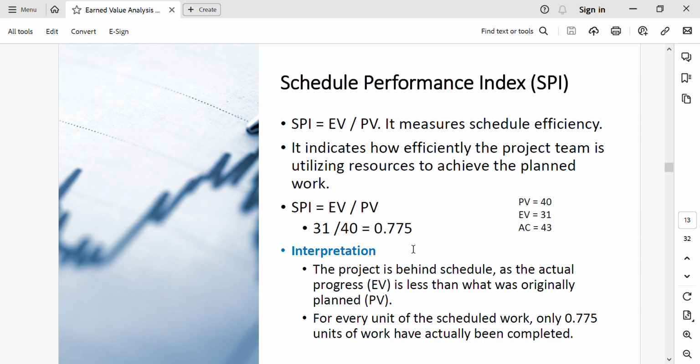So how to interpret it? Remember, if SPI is equal to 1, that means you are exactly on budget, on time. And if it's more than 1, you are ahead of schedule. And if it's less than 1, that means you are behind schedule. So in our case, since SPI is 0.775, it is less than 1, so the project is behind schedule, as the actual progress is less than what was originally planned. In other words, for every unit of scheduled work, only 0.775 unit of work has actually been completed.